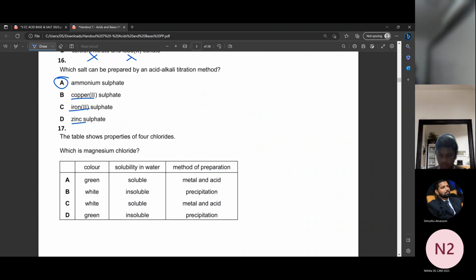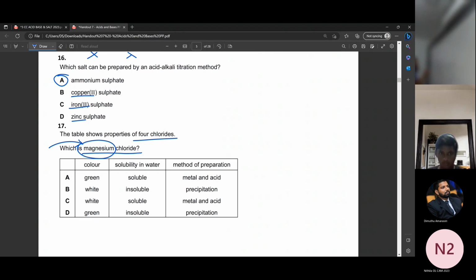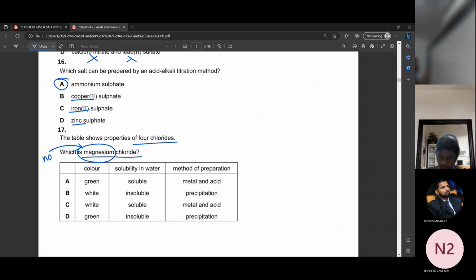The table shows the properties of 4 chlorides. Magnesium is non-transition. It's not transition. Magnesium chloride is soluble. So what is the answer? C. It should be done with the excess solid method.